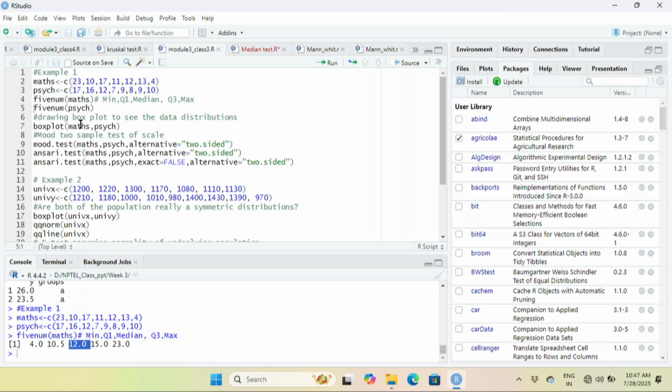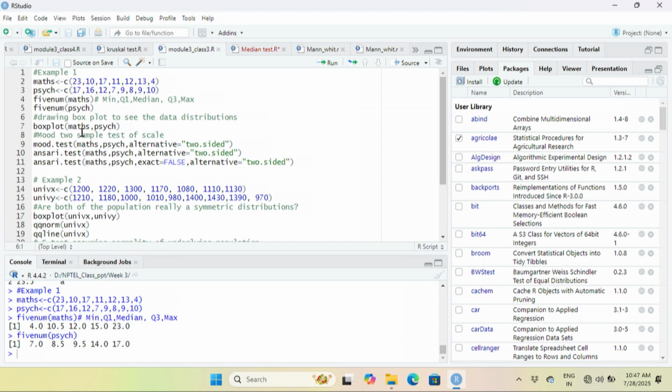Just for your concept building, just for your interest, you can check how the medians are. Median for the psychology students is this. Although we have said that the population medians for both maths and psychology are the same, we have assumed that. But here we can see for math students, the median is 12 and for psychology major students, the median is 9.5. There is a little difference.